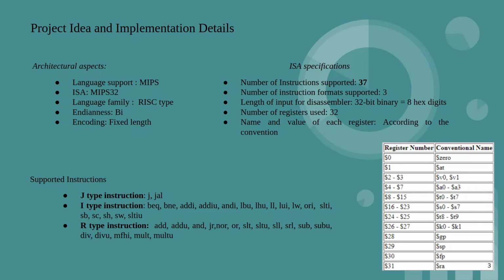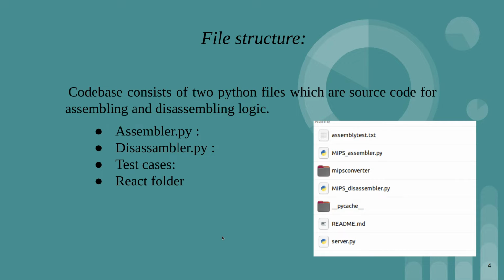Next, I'll cover the project idea and implementation details for the project. These are all the architectural aspects, ISA specifications, and the supported instructions. Next, we have the file structure. Our code base consists of two Python files, which are the assembler and disassembler, and one more Python file, server.py, which has the Flask backend, and all of our front end is within the MIPS converter folder.